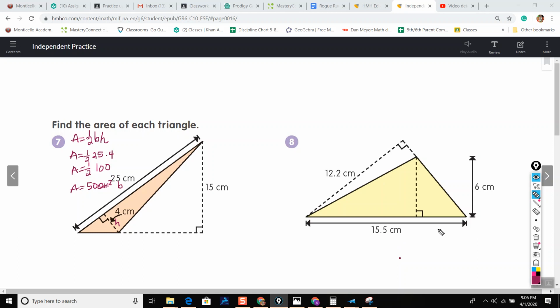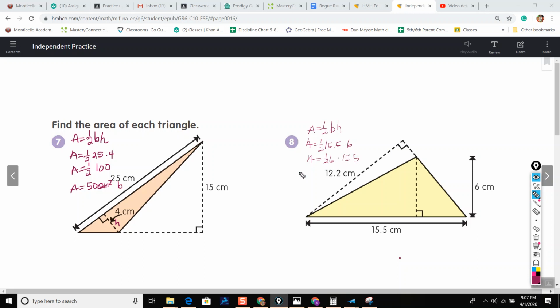Okay, we're also going to do number 8. So same thing, there's our formula. I'm not going to rewrite that over here. Well, maybe I will, because it's just a good habit to have. Area equals 1/2 of the base multiplied by the height. And our base is here, 15.5, and our height is 6. So 1/2 of 15.5 multiplied by 6. Area is equal to, I'm going to rewrite this, 6 multiplied by 15.5.